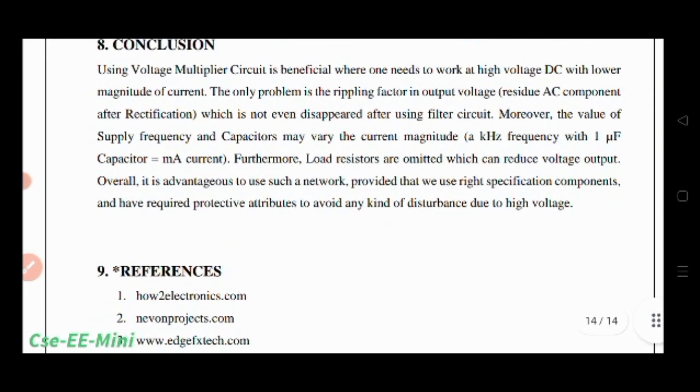So the conclusion for this topic is that the voltage multiplier circuit is mostly advantageous to us. The only problem with the circuit is the rippling factor. Because of the rippling factor, even after using a filter circuit, some AC component remains in it. So this is the main problem we have. Otherwise there are only advantages, and some other problems like low current, capacity and diode cost. So these are some other problems, but overall in the long run it will result in some beneficial situations.